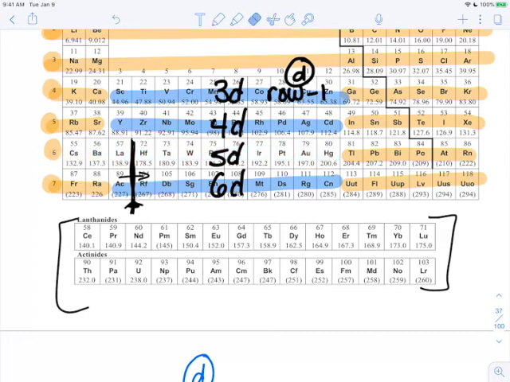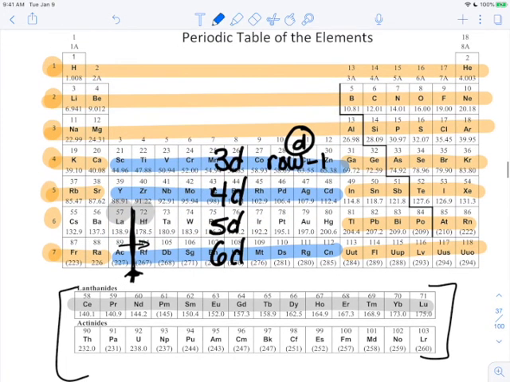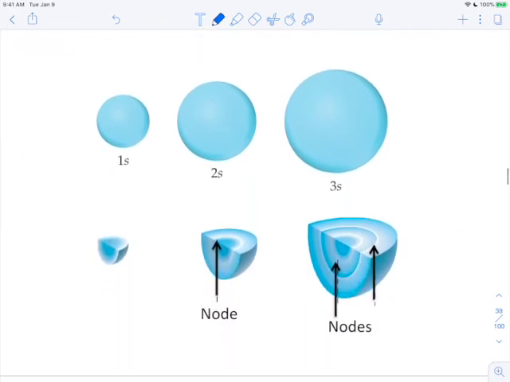So if you notice, 57 is lanthanum, and 72 is hafnium. When you cross that line, you've just filled all of the Fs. But again, don't worry, we're going to get through all of this in electron configuration. All right, but any other questions so far? All right, so next up, I want to talk about the S's.